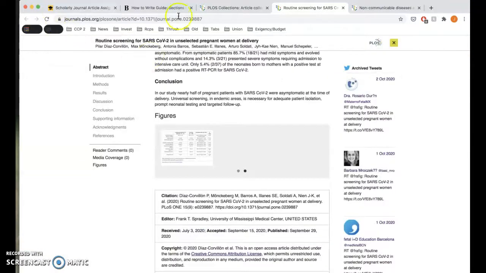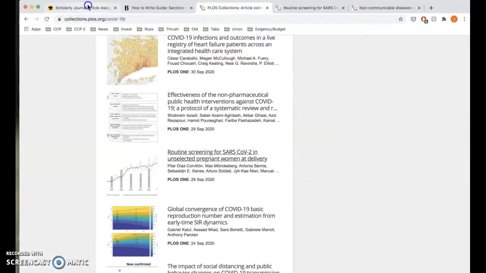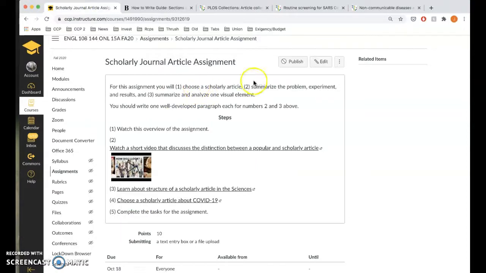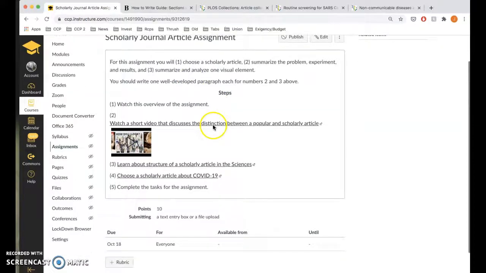So just to come back to the assignment, you're being asked to choose an article, summarize the problem, experiment, and results that are addressed in the article, and then summarize and analyze one of those tables, or the figures section is what it's called. And I say write one well-developed paragraph addressing number 2 and one addressing number 3. So it might be roughly a page double-spaced.